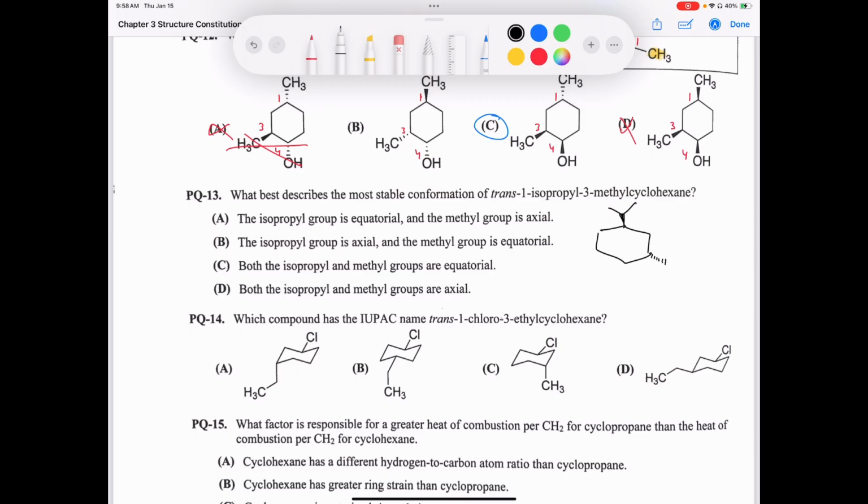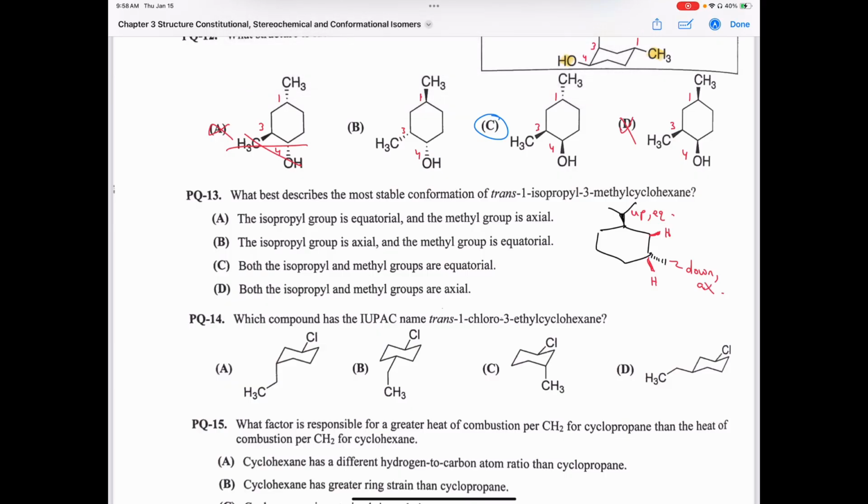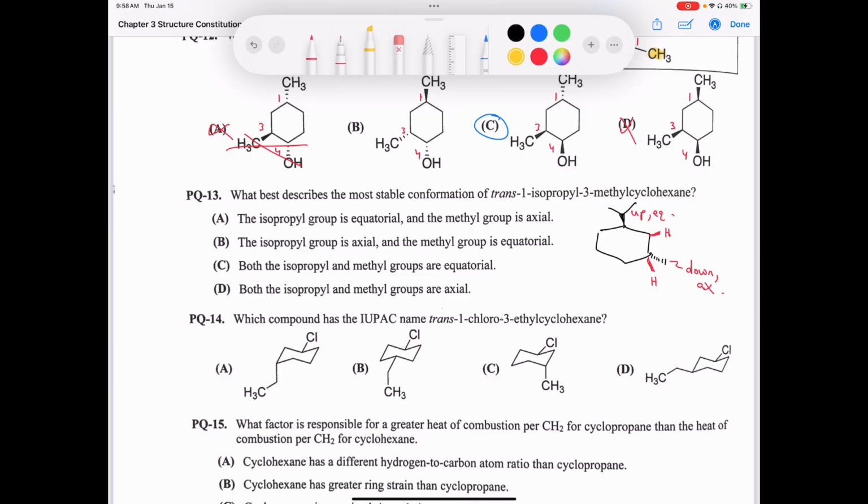Well, the most stable conformation is going to be one where the isopropyl group is equatorial. So if the isopropyl group was up and equatorial, that would mean that this hydrogen is up and axial, and that would mean that this hydrogen is up and equatorial. And so that means that this methyl group is going to be down and axial. All right, and so the answer is going to be A, the isopropyl group is equatorial and the methyl group is axial.